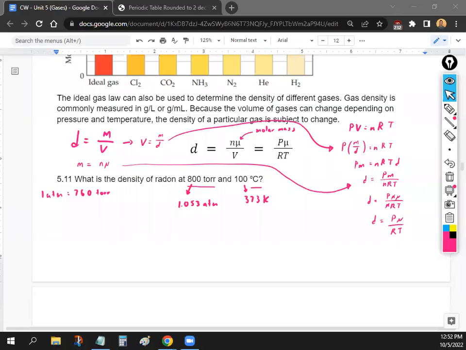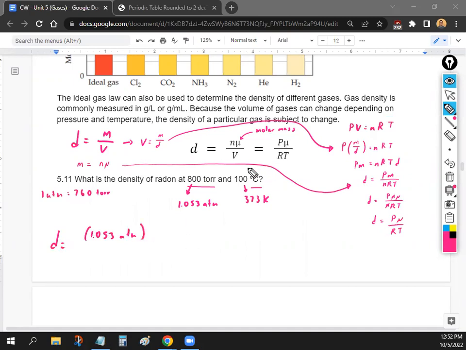Okay, so we convert torr to atm and then Celsius to Kelvin. And then after that, we just need to plug it into the density formula. If you're interested, I did the algebraic proof for it, but it's over there for you. For pressure, again, we're going to plug in 1.053 atm. And then we're going to find the molar mass.